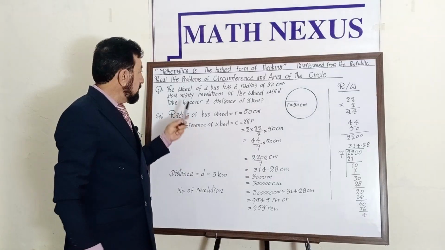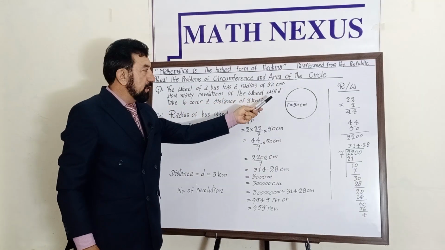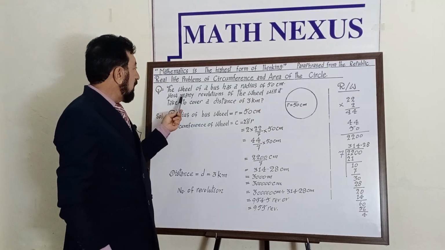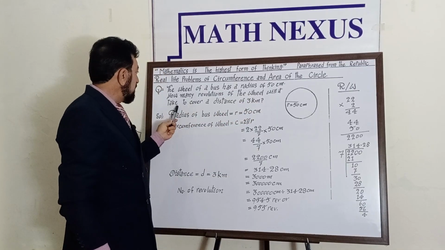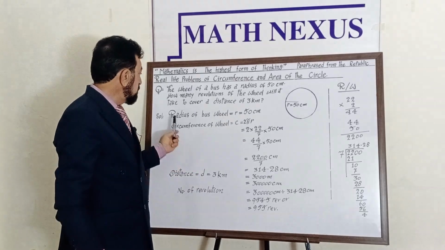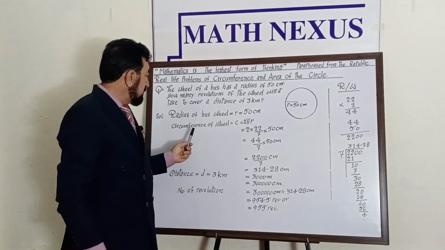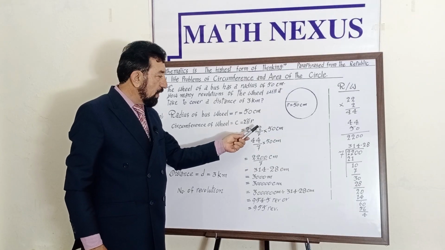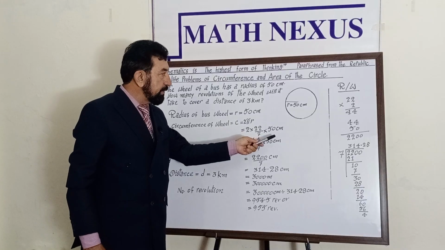Look at the question. The wheel of a bus has a radius of 50 centimeter. How many revolutions of the wheel will it take to cover a distance of 3 kilometer? Solution. Radius of the wheel is already given, 50 centimeter. Circumference of the wheel, we have a formula C equal to 2 pi r. Putting the value 22 upon 7 into 50.